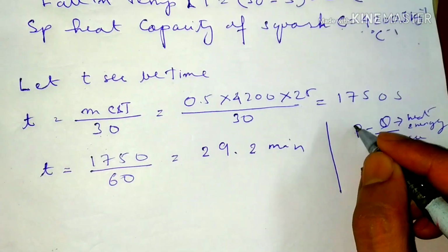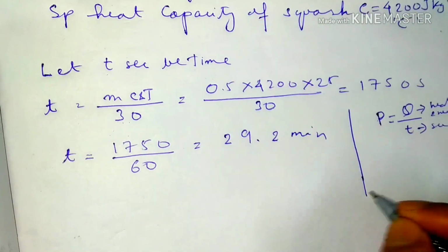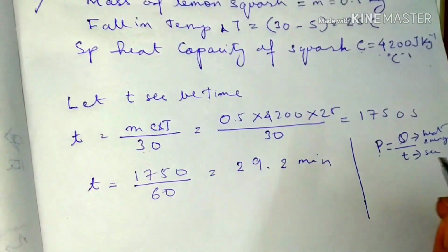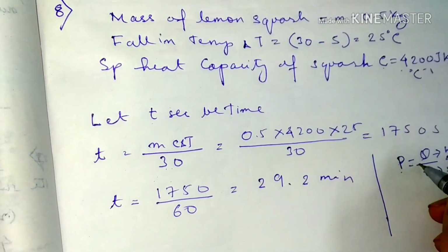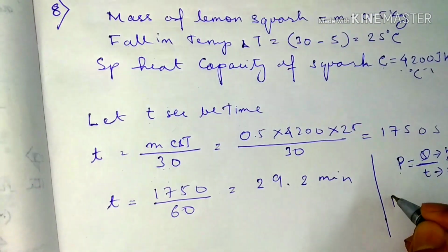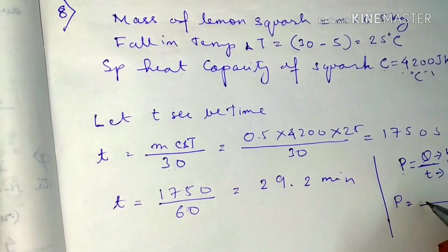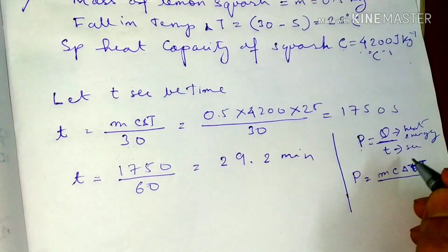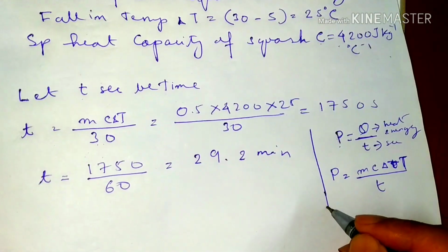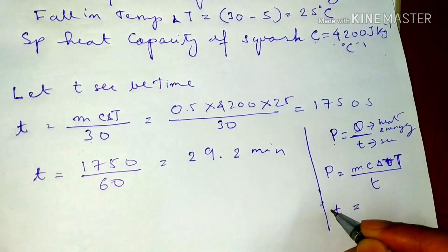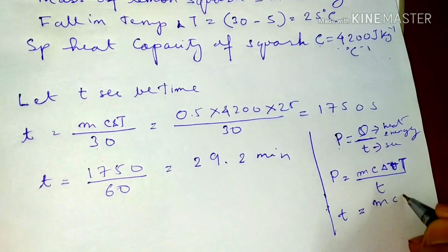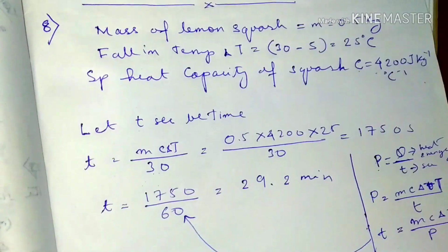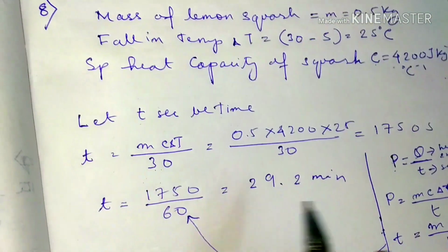Pardon me for my poor handwriting, guys. Another formula of P we can write: we can break Q and write MCΔT, that means your temperature change, divided by time. Now let us cross-multiply. We bring T here. So the formula is going to be T equals MCΔT divided by P, which is the exact formula we have used here.